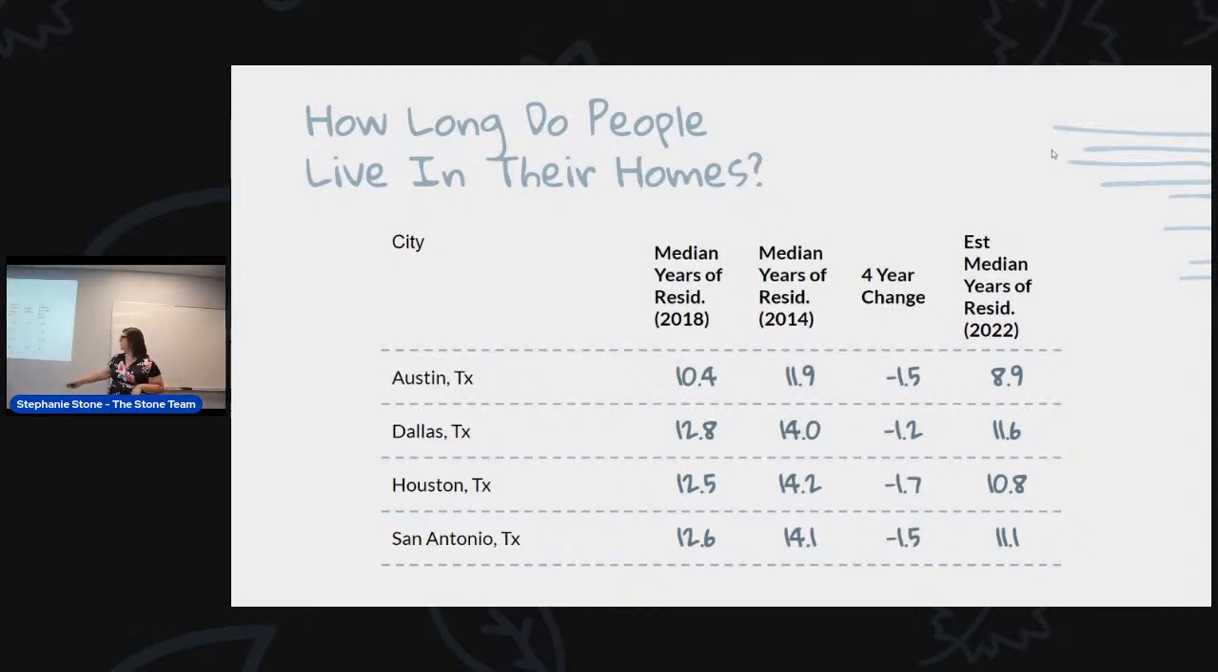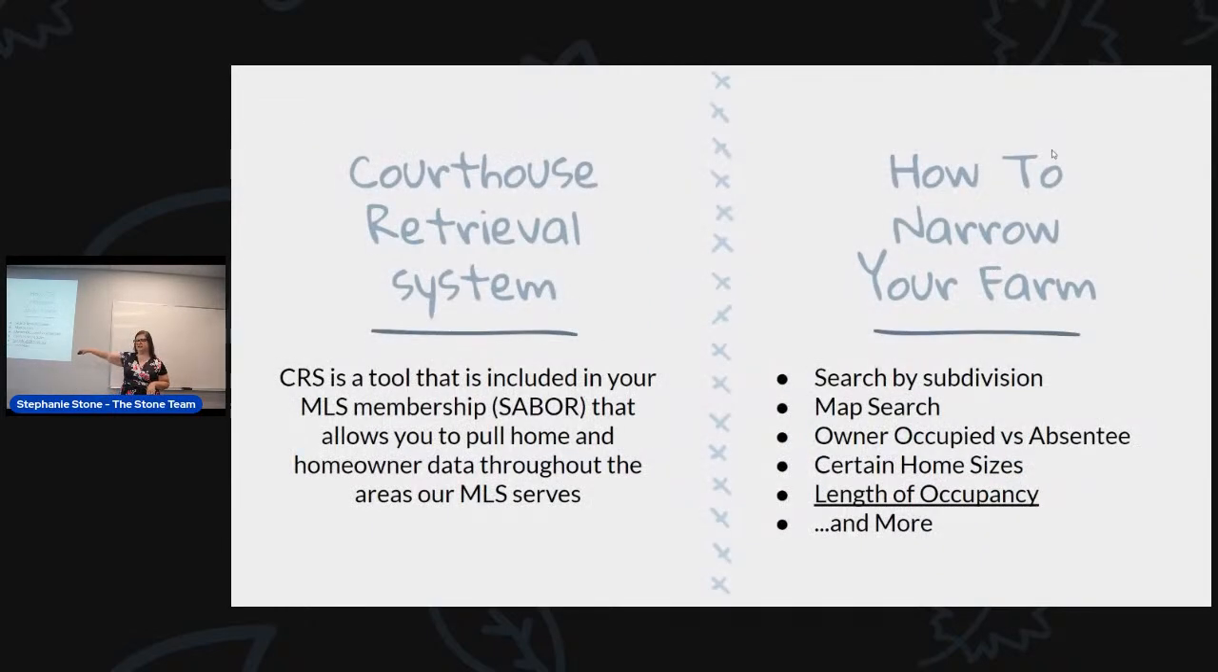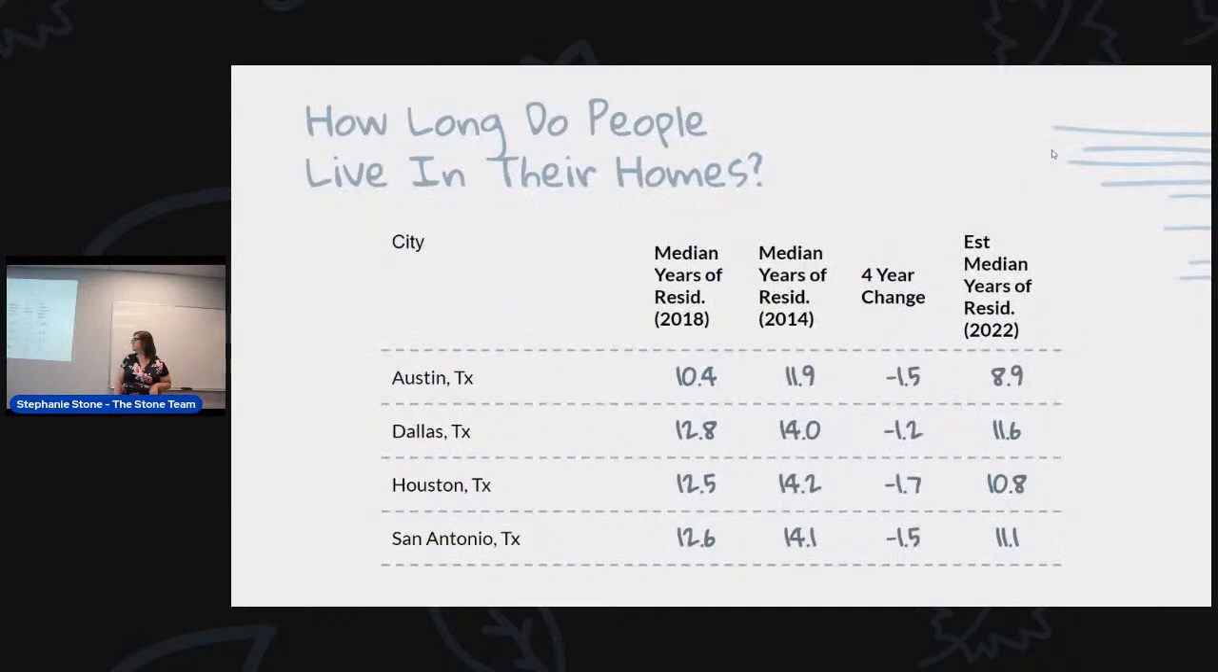So the reason why I pull up this data is that if one of the things I want to narrow down by is length of occupancy, I want to target those folks that are pretty close to this and a little bit under. Find those 5 year, 7 year, 8 year folks, maybe 9, 10 year folks. So use this data depending on what market you serve. We've got everybody in the room, probably San Antonio, but for those watching online, we may have some other areas for you as well. If you Google something along the lines of how long do people live in their homes in whatever state you're in, you should be able to find some reports like this. If you can't, let me know, because I have it for like 100 metro areas.